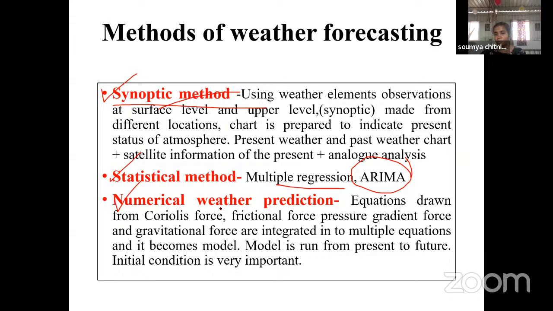And the third one is numerical weather prediction. Here we have different numerical equations based on all the weather elements, and that is how the model is prepared and interpreted. So numerical weather prediction is mainly meant for medium range forecasting. That is how the different methods are used for different types of weather forecasting.